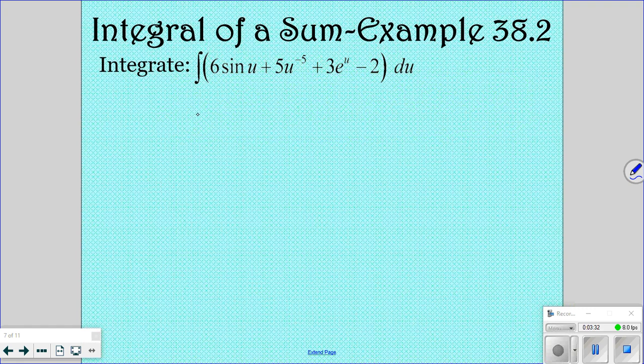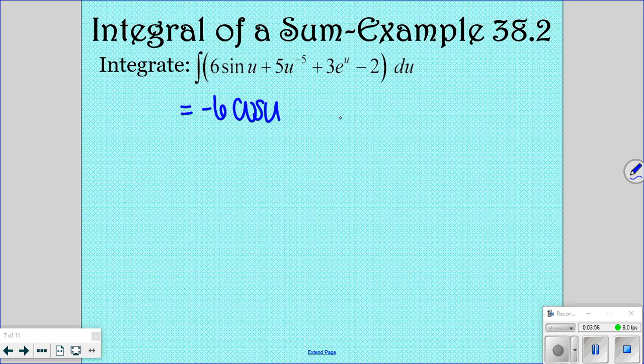Okay, looking at another one, we want to integrate. So we're going to do the integration of sine. So I'm going to guess that it is cosine of u. Is the derivative of cosine sine? No, but it is negative sine, so I need to put a negative. The derivative of negative cosine is positive sine. So that's that first term.